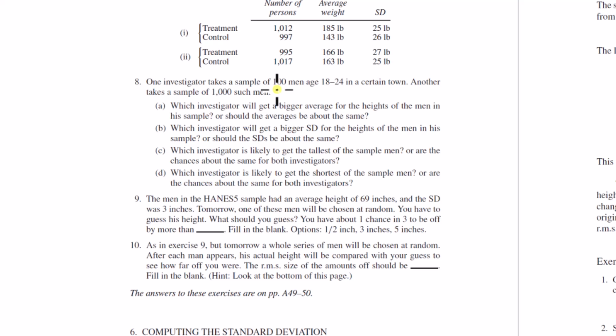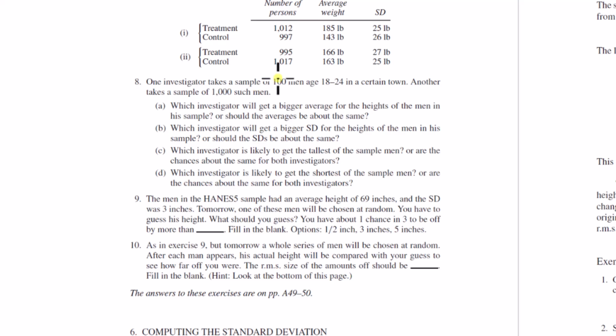But if he's selecting 100 from the same population, if both are selecting what you would say is a sufficient amount, and I can't give an example right now of what a sufficient amount would be, but 100 seems sufficient, and so these are both sufficient amounts, the averages should be the same. It's the same population. Which investigator would get a bigger standard deviation for the heights of the men in his sample? Or should the standard deviations be about the same?